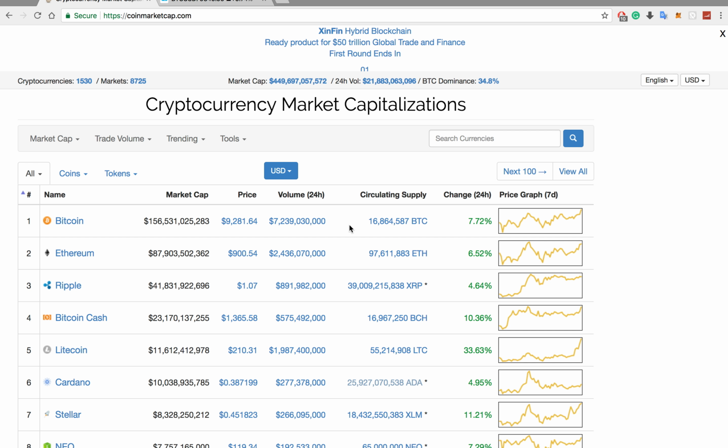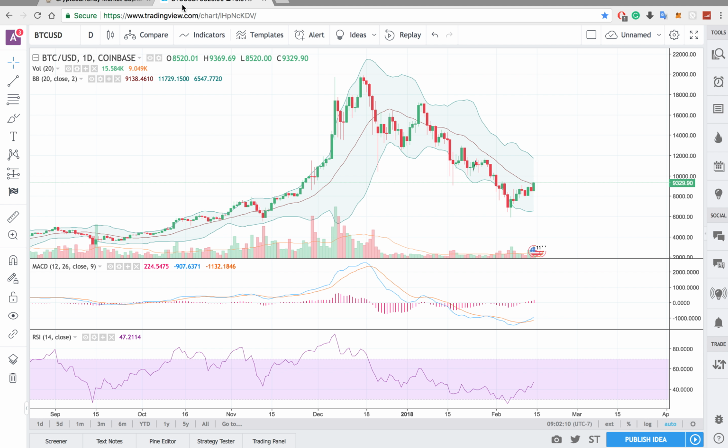And today, I'm going to show you what I look at before I buy a coin to see when it's a perfect time or to see what the price action's like.